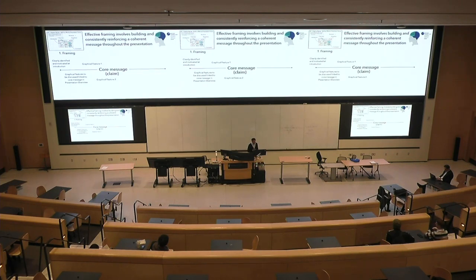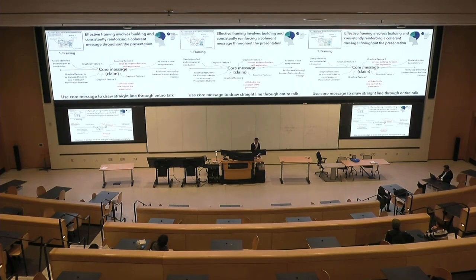And as you're going through each of your graphical features, all of these are going to be tied back into that core message, right? Essentially, those things should all be linked to the core claim, support that core claim, and we're using that core message to draw a straight line through that entire talk. And that's what is able to create that germane cognitive load that helps people process that information a little bit better, okay?